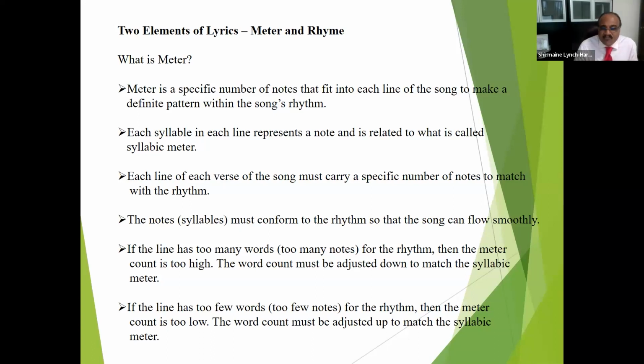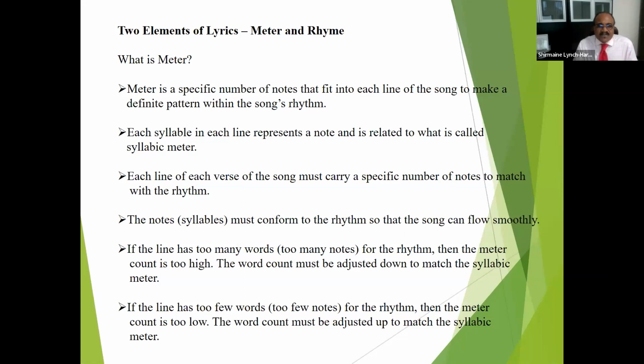Each syllable in each line represents one note and is related to what is called syllabic meter. A syllabic meter is the formation of a number of notes within a line. So you have to take it line by line. Once you go through line by line, and once all your lines are smooth and meshing with your rhythm, right, you've got no problem. But again, if you have too many words in a line, or you have too few words in a line, the song will sound deficient, or it will sound bumpy, one way or the other.